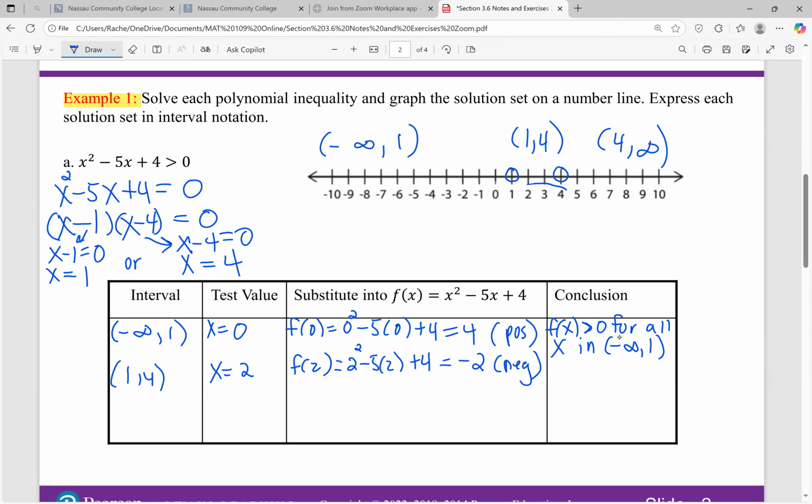So any number that we pick within this interval from 1 to 4 and substitute it into f is going to give us a negative number. So our conclusion is that f of x is less than 0, or negative, for all values of x in this interval from 1 to 4.